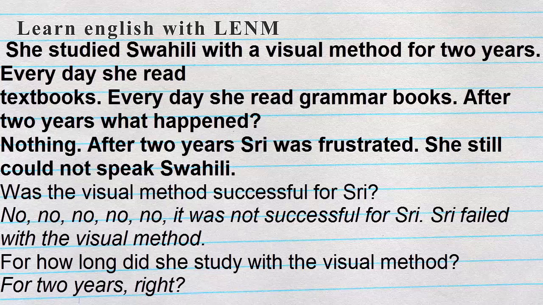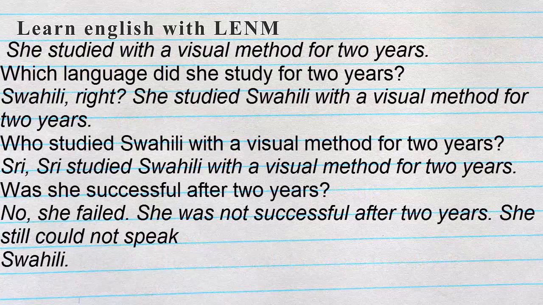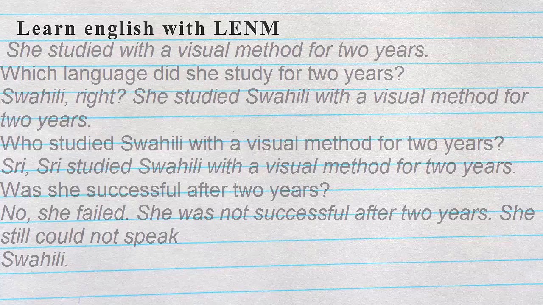For how long did she study with the visual method? For 2 years, right? She studied with a visual method for 2 years. Which language did she study for 2 years? Swahili, right? Who studied Swahili with a visual method for 2 years? Shri. Was she successful after 2 years? No, she failed. She was not successful after 2 years. She still could not speak Swahili.